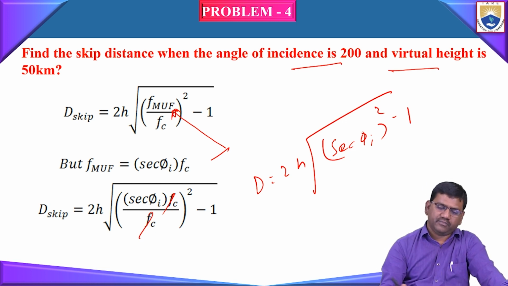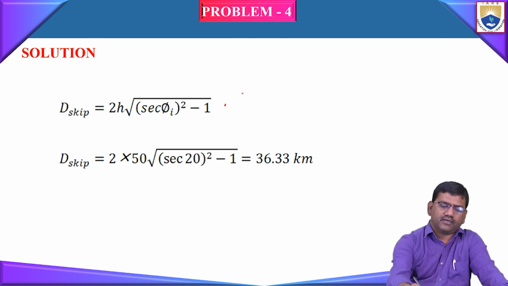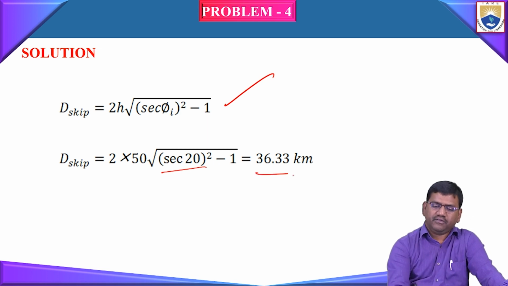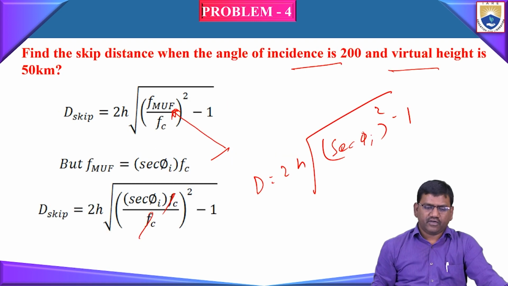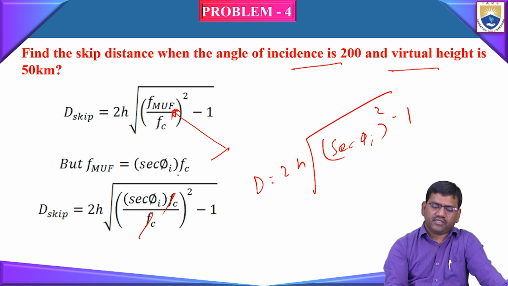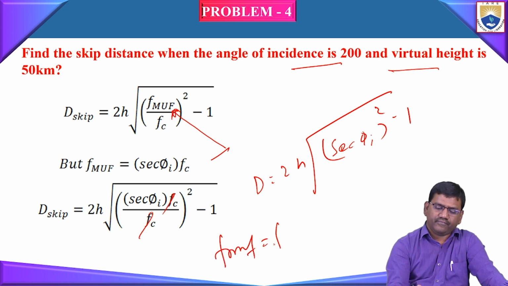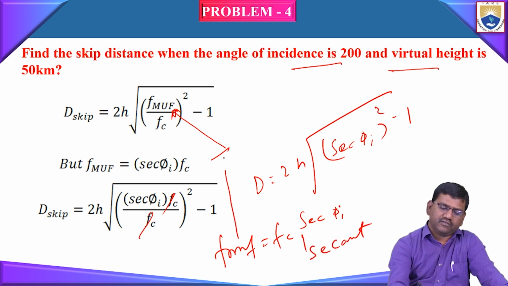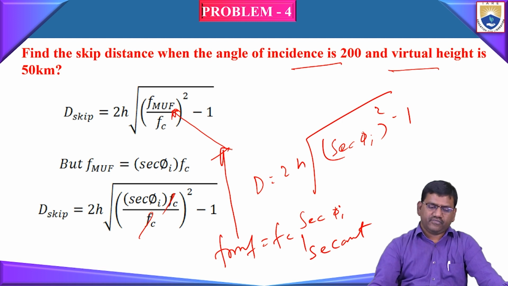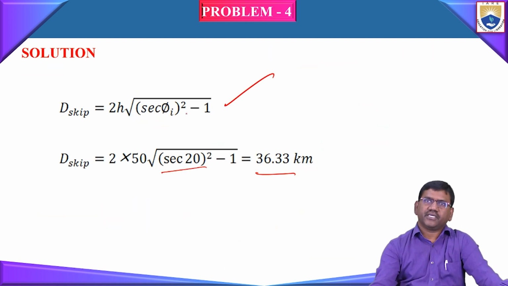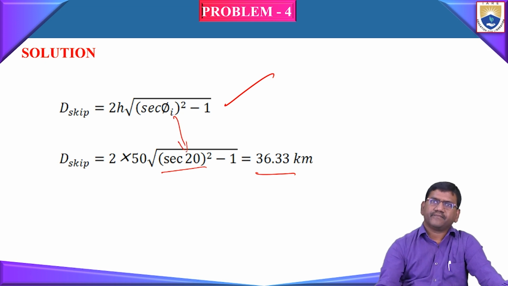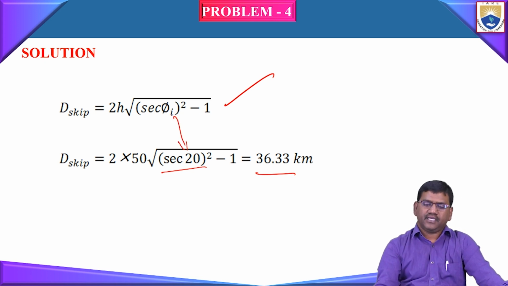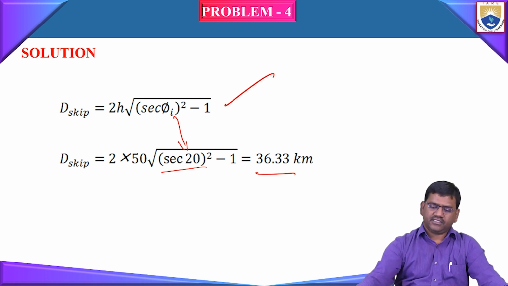So here we need to simplify. The angle of incidence is given as 20 here. Substitute secant 20 whole square minus 1, and you will get 36.33 kilometers. So d skip is equal to 2h into the root of secant phi i whole square minus 1. The value of f MUF is fc secant phi i. This is the secant law. We substitute this f MUF value in the d skip equation. The phi i is given as 20 here. Substitute 20: secant 20 whole square minus 1, and we get 36.33 kilometers. So this is the d skip value.